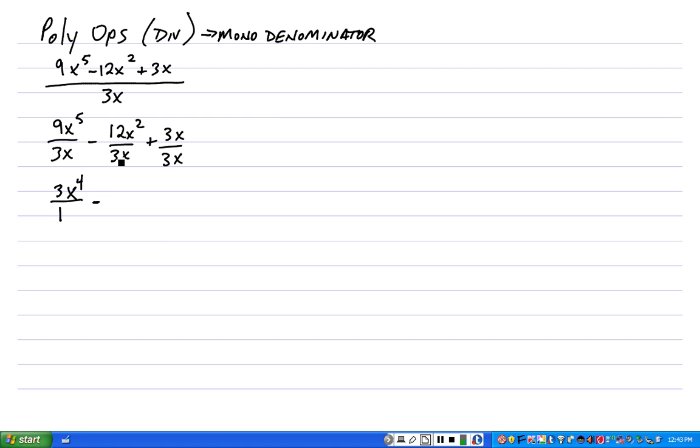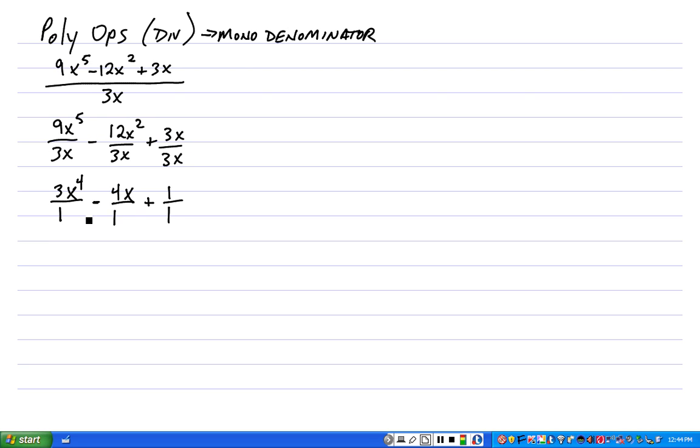12 over 3 is like saying 4 over 1. X squared, x to the 1st. 2 minus 1 is x to the 1. And since the bigger exponent is in the top, that's where I write my x to the 1. Remember, x to the 1 is the same as just saying x. Plus 3x over 3x. That just cancels. It's like saying 1 over 1, because 3 goes into 3 one time, and the x's cancel, because that's like saying 1 minus 1, which would be 0. So there you have it.